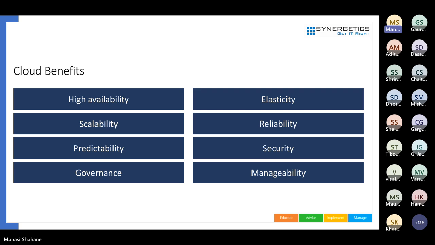Then the fourth benefit is reliability. You can rely on it. Like I said, it is high availability, and the SLA comes into the picture. Based on that, you get reliability. There is a deal signed between you and the cloud service provider, so the resources that you have deployed will be available to you, bringing in that reliability for the customer. Then predictability: you can predict your cost.